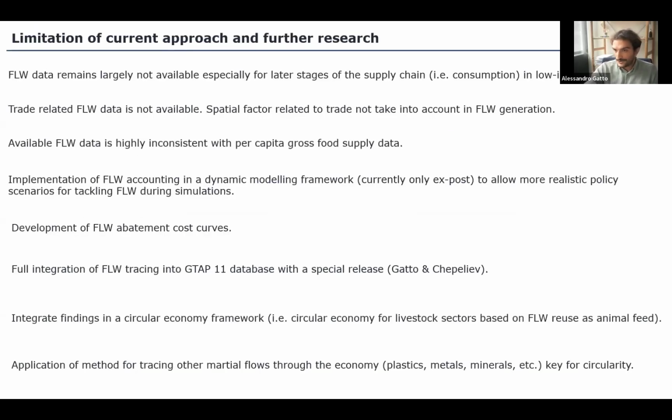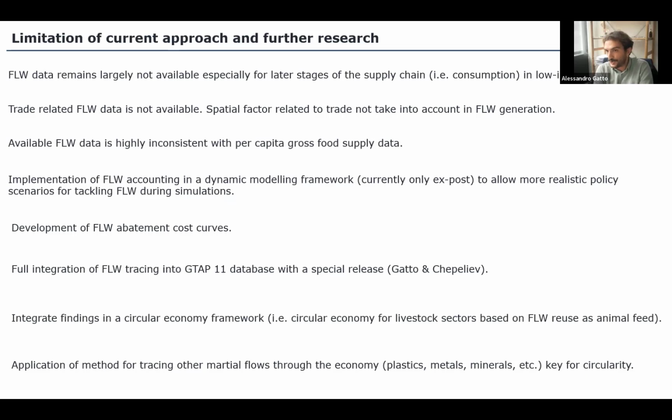Aligning with some limitations mentioned by Maxime, we are finding that there are issues with data, as data on food loss and waste is still largely unavailable. There are issues with trade-related data, so this approach doesn't account for the spatial factor related to trade. We see that available food loss and waste data is highly inconsistent with per capita gross food supply, such that if we merge the two, there would be no problems like obesity or undernutrition. And there is also a need to implement this approach in a dynamic modeling framework, because currently it's done only ex post, so we can allow more realistic policy scenarios.